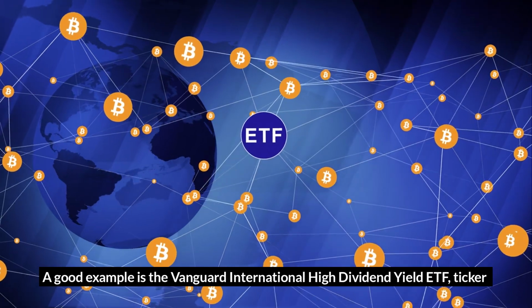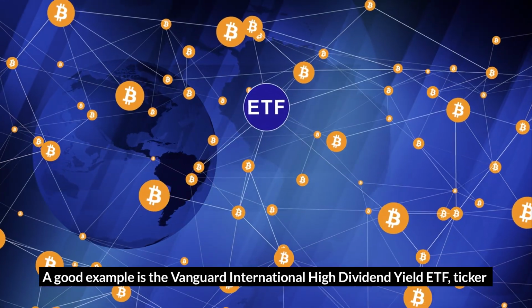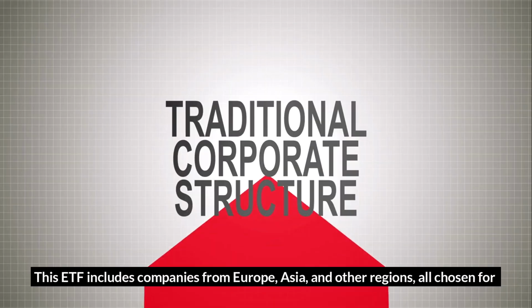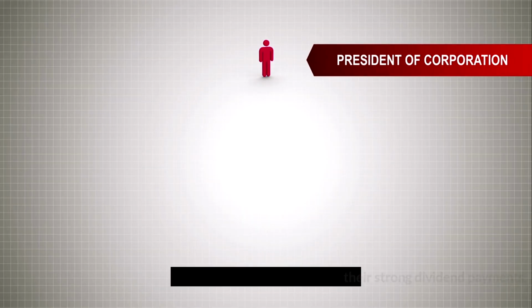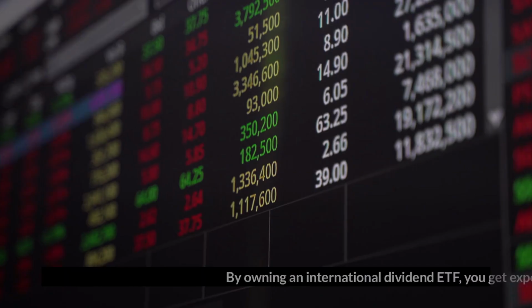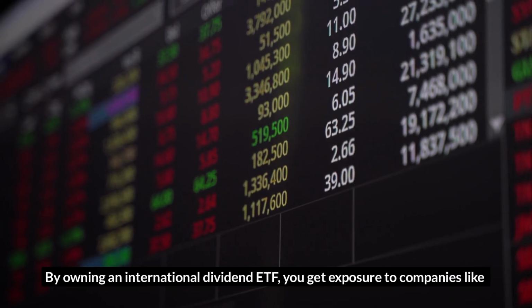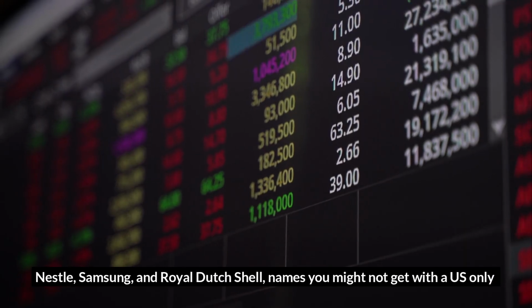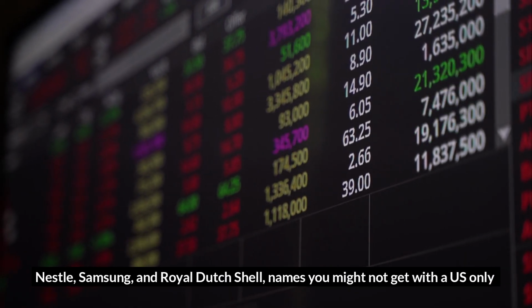A good example is the Vanguard International High Dividend Yield ETF, ticker VYMI. This ETF includes companies from Europe, Asia, and other regions, all chosen for their strong dividend payments. By owning an international dividend ETF, you get exposure to companies like Nestle, Samsung, and Royal Dutch Shell, names you might not get with a US-only fund.